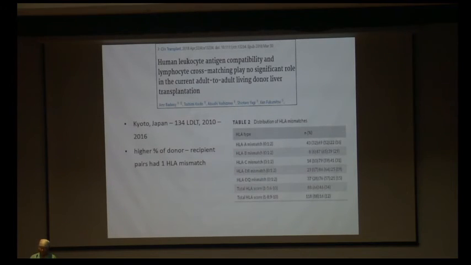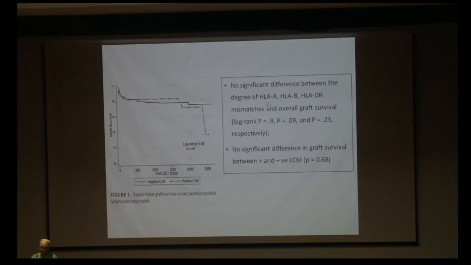Now coming to live donor liver transplantation, where there is an opportunity of matching because it is an elective case, unlike DDLT where the graft is coming from somewhere else. So this was a study from Kyoto, Japan, 134 patients from 6 years, and again there was a lot of mismatch. The most common mismatch was one HLA mismatch. This was because most of the patients were related, and there was no significant difference in graft survival or overall survival between negative or positive cross match as well as HLA mismatch.